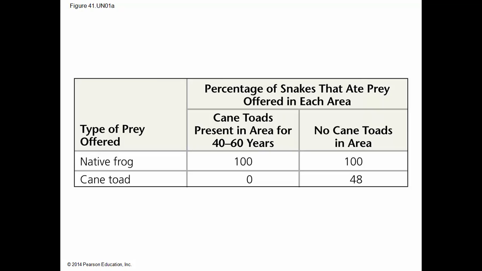Okay, here we're going to go back into the chapter. This is a study on page 849 where they took cane toads, which are an invasive exotic in Australia, and they tried to feed them to these black snakes, and the black snakes obviously preferred to eat the native frog. They ate 100 native frogs, and in areas where the cane toad and the snake coexisted, the snake avoided the cane toad. In areas where the cane toad and the snake were not living together, the cane toad was a novel approach to the snake. Then the snakes did try to eat some of the cane toads.